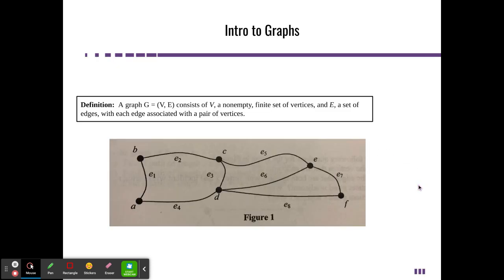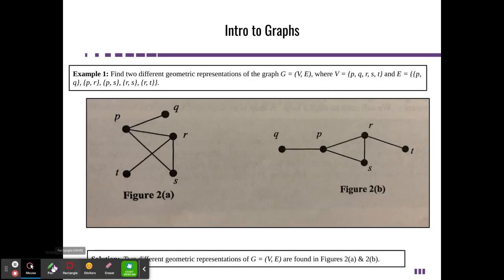All right, so we have some definitions. The graph G consists of V, a non-empty finite set of vertices, and E, a set of edges, with each edge associated with a pair of vertices. This is just vocabulary so that when you see a statement like this, you understand they're talking about a finite set of vertices and a finite set of edges that are associated with those vertices.